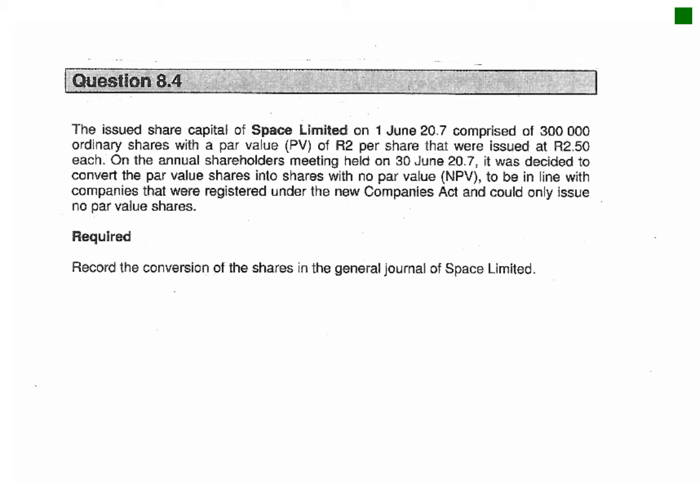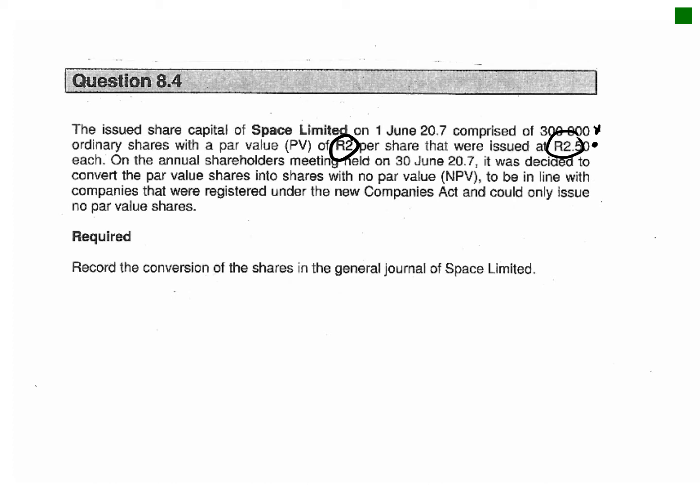Let's read the question. The issued share capital of Space Limited on the 1st of June 2007 comprised 300,000 ordinary shares with a par value of R2 per share, and they were issued at R2.50. So you'll notice here, par value was R2, the issue price is R2.50. At the annual shareholders meeting on the 30th of June 2007, they decided to convert the par value shares into shares with no par value. This was so that they could be in line with the companies that were registered under the new Companies Act and could only issue no par value shares.